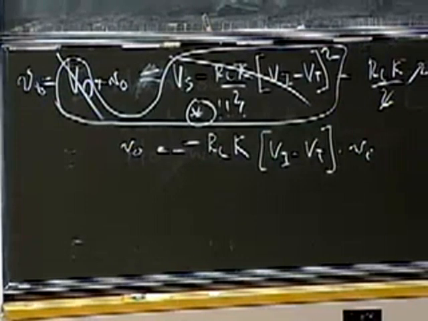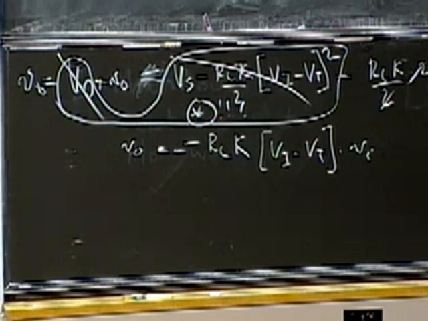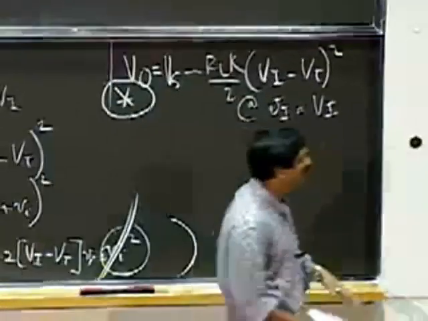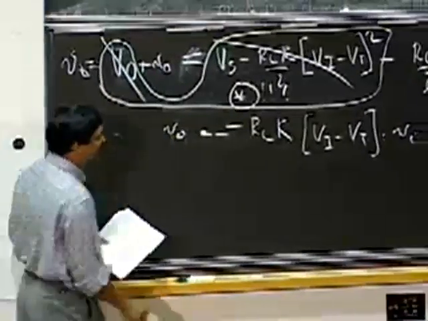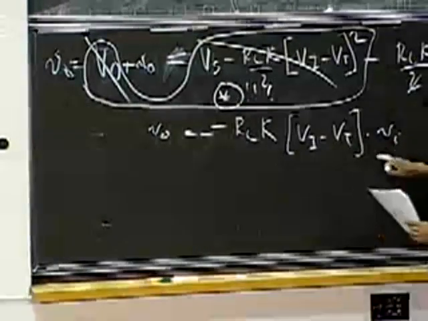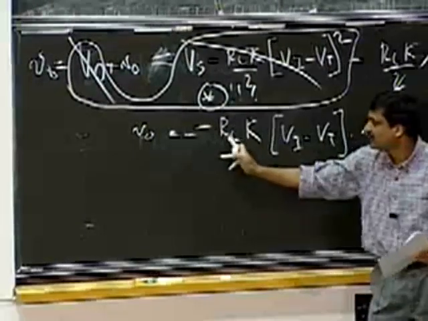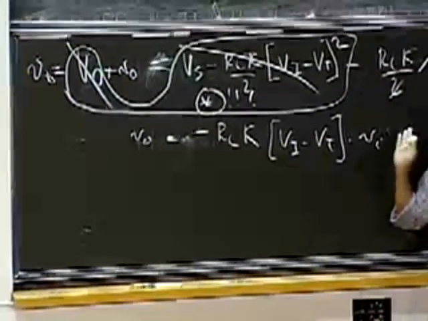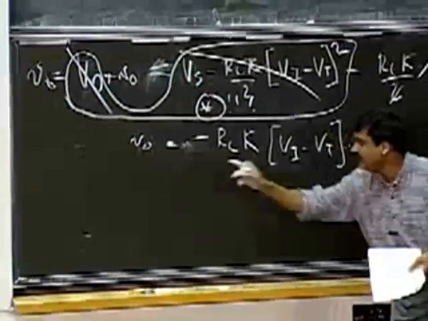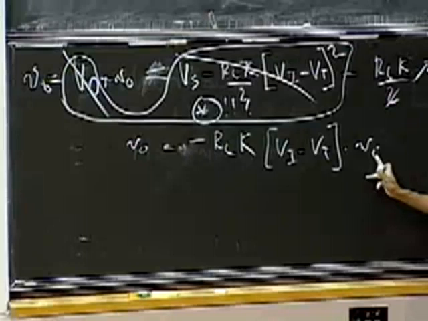Only one place where I did something funny. Other than that, it's purely math. So this is what I get. Notice that this whole thing, minus RL K (Vi minus Vt), is a constant. This whole thing is a constant. And so v naught is equal to some constant times vi.